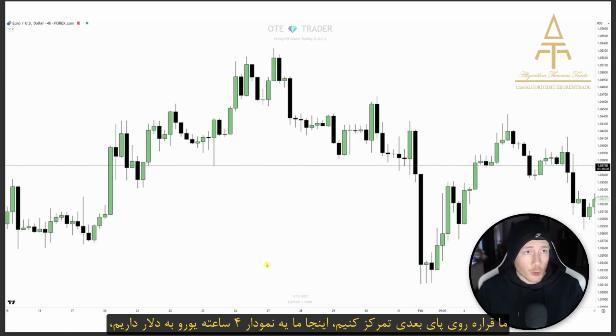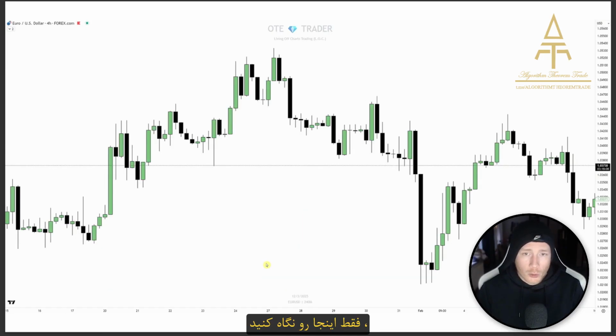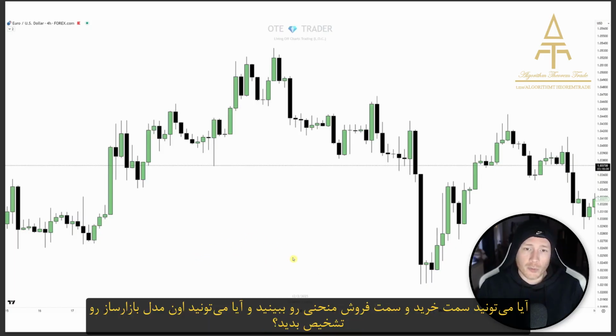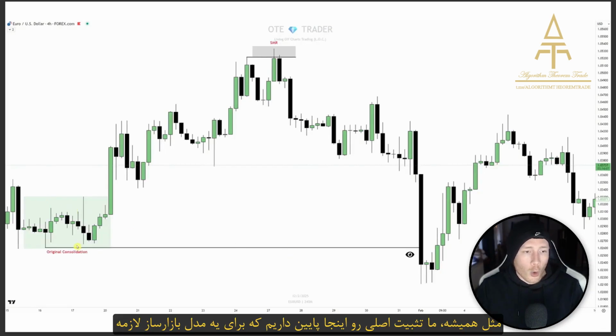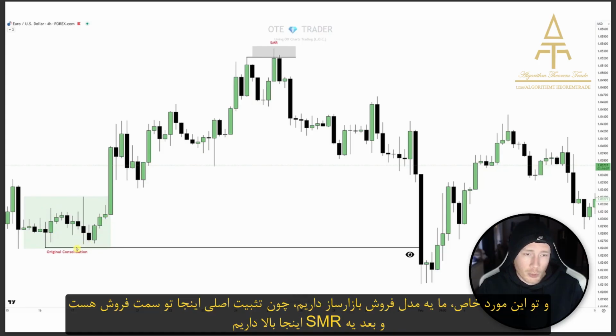So over here, we've got a Euro USD 4-hour chart. Just look over here. Can you see buy side and sell side of the curve? And can you spot that market maker model? I will put some lipstick on the chart as always. We've got the original consolidation down here, which is required for a market maker model. And in this specific occasion, we have a market maker sell model because the original consolidation is on the sell side here. And then we have a smart money reversal up here.